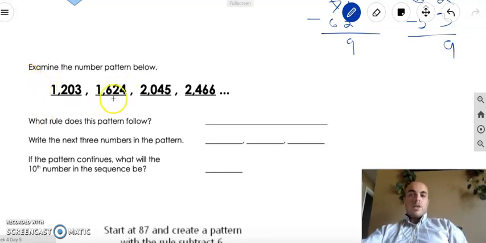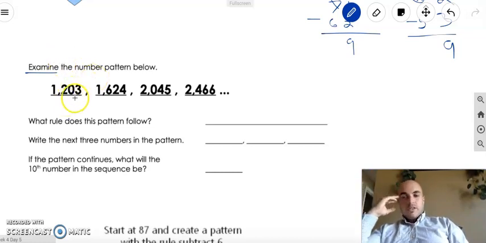So it says examine the number pattern below. Examine just means to look closely. It doesn't mean just like, yep, I see it, but to look at it and examine it, read through it, try to understand it. So we're going from 1,203 to 1,624 to 2,045 and 2,466.